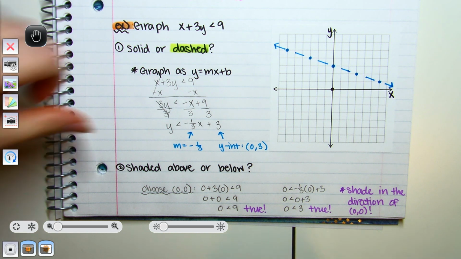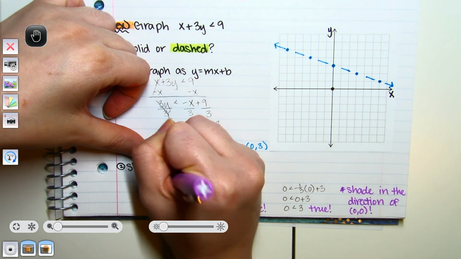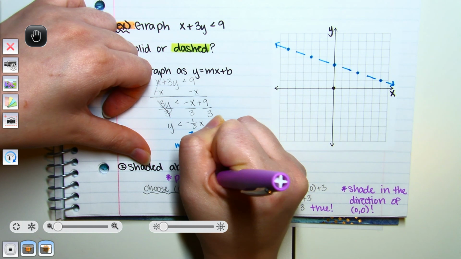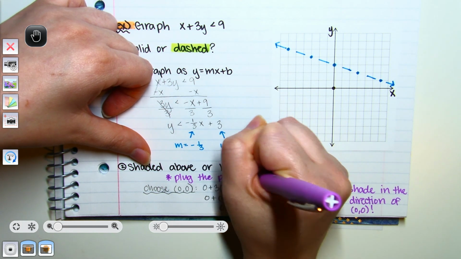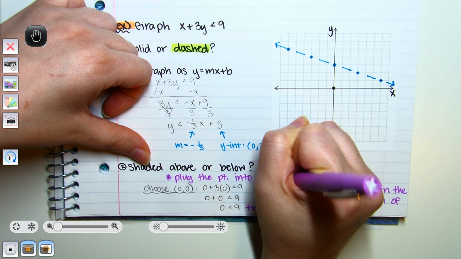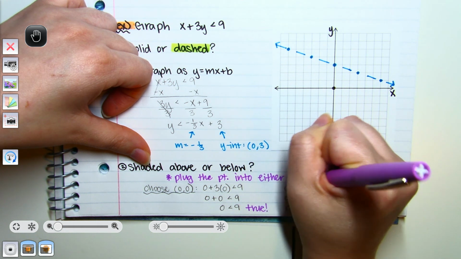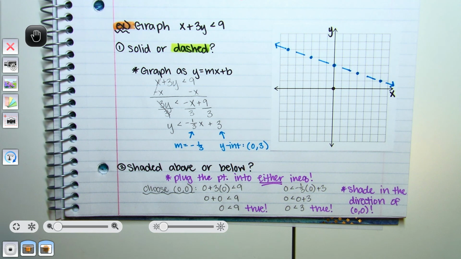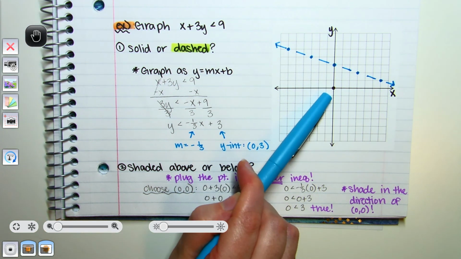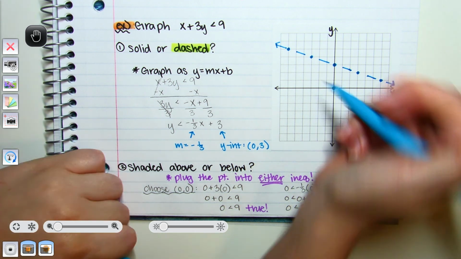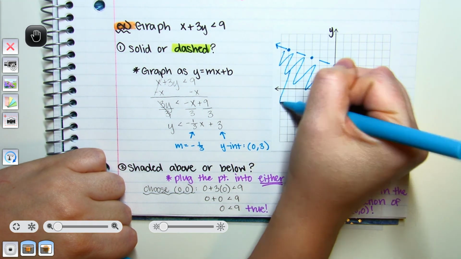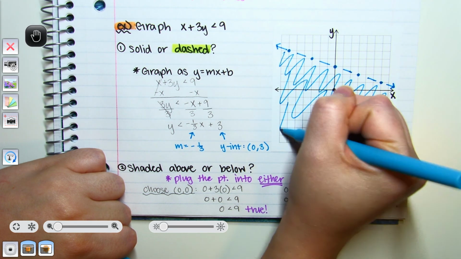Now I'm going to add a separate little note up here. Plug the point into either inequality. Does not matter which one. So I'm shading towards this point that was true. Because this one is a huge space, I'm not going to try to do that all in one stroke.